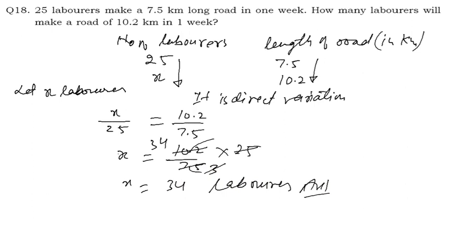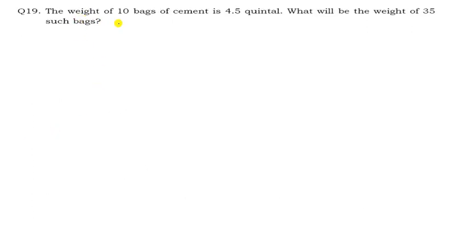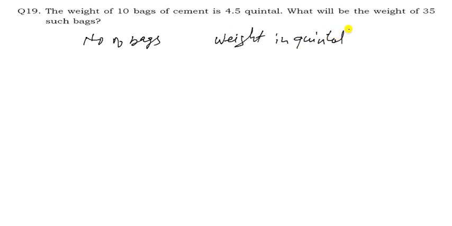Now come to the next question, question 19. The weight of 10 bags of cement is 4.5 quintal. It is the number of bags, and here is weight in quintal. Number of bags is 10 bags, and it is 4.5 quintals. What will be the weight of 35 such bags? So 35 bags, let it be x quintal. So both are direct variation, because the number of bags is increasing, so the weight also increases.